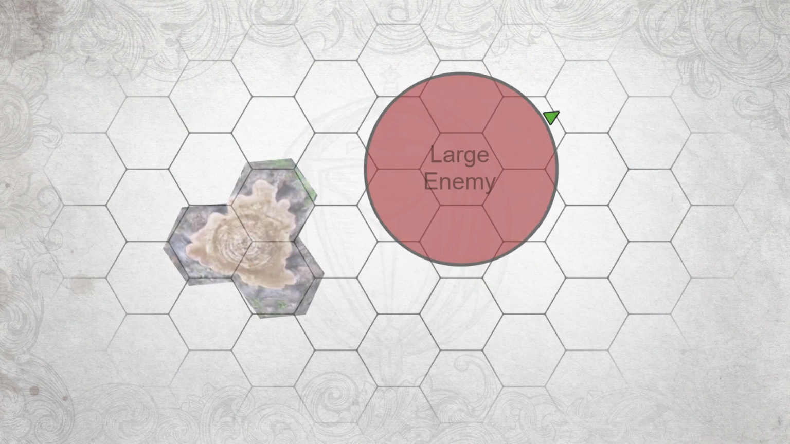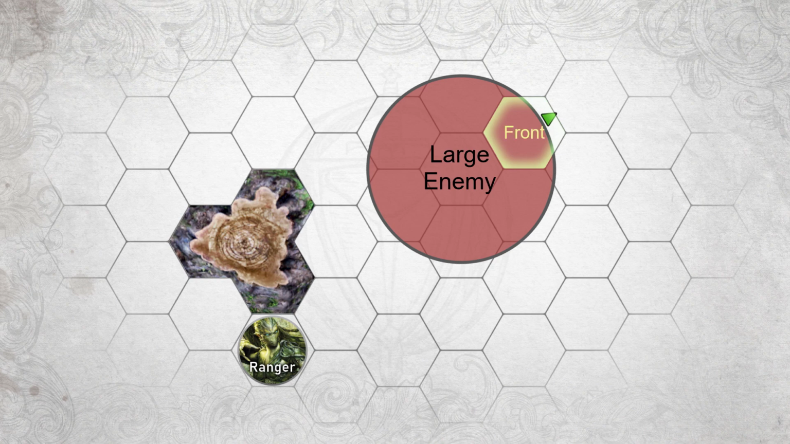Finally, note that large enemies use their front hex to determine their own line of sight. In this example, the large enemy doesn't have line of sight to the ranger, as it's blocked by the tree. In contrast, the ranger does have line of sight to the enemy's flank.